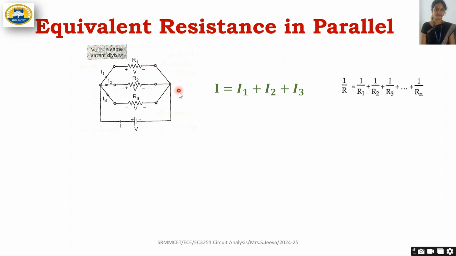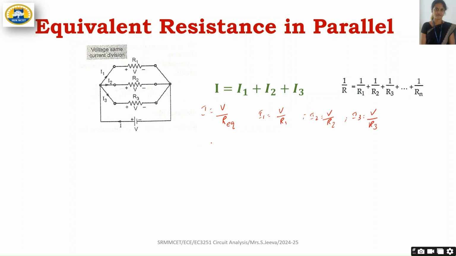So here we take one parallel circuit, with the relation I equal to I1 plus I2 plus I3. By using Ohm's law, I equal to V by R. So the total current I is equal to V by R equivalent, I1 is equal to V by R1, I2 equal to V by R2, and I3 is equal to V by R3.